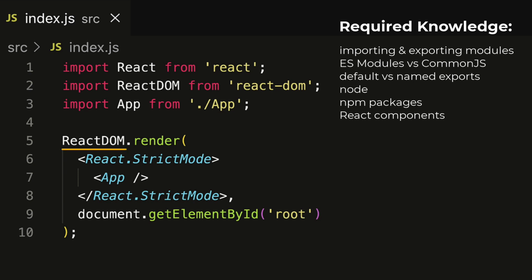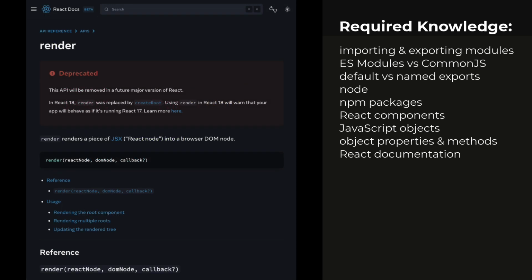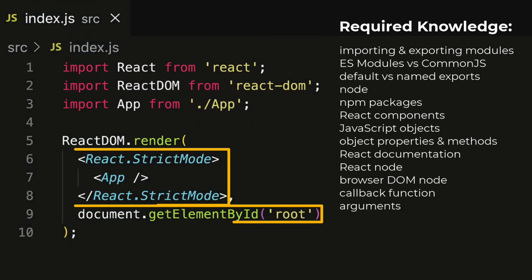Line 5 tells us that React DOM is an object with a render method, so we have to understand JavaScript objects and their properties and methods. We can go into the React documentation to learn about the available React DOM APIs. It looks like render is deprecated in the latest version of React, but since we have it up here, we can see that it renders a piece of JSX into a browser DOM node. We can see that the method can take in 3 arguments, with the first being the React node, the second being the DOM node, and an optional callback. We see only 2 arguments in our code.